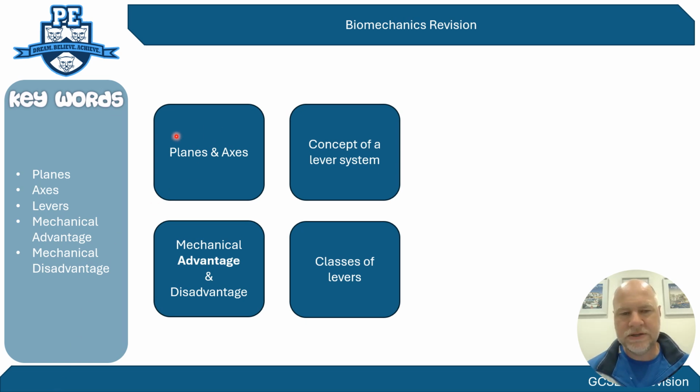We're going to break it down into planes and axes. So if you're making notes, you want to break it into these 4 areas. What planes and axes are, what the concept of a lever system is, because that can be a question on its own. And then we're going to look at the mechanical advantage and disadvantage. I've highlighted advantage because that's more commonly asked. And then we're going to look at the different classes of levers.